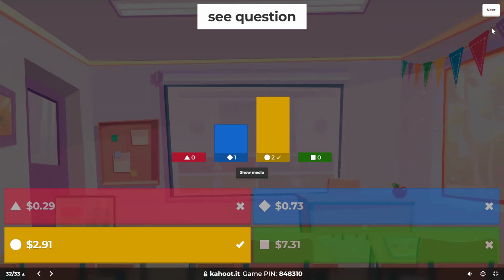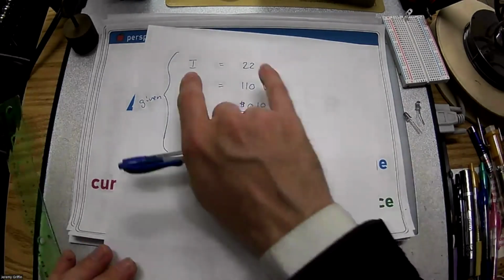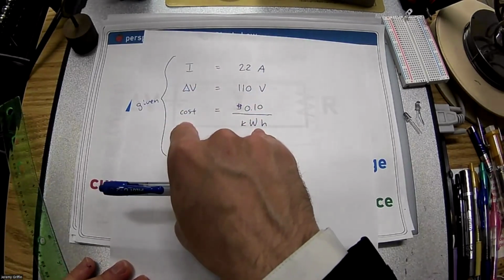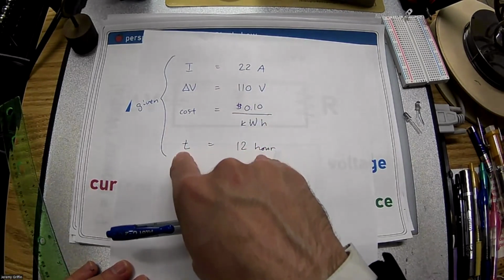Ooh, all right. Hope you guys got that. All right, so switch over here, solve this out. Okay. So here's exactly what they gave you. They told you the current in amps. They told you the potential difference in volts. They told you the cost of electricity, dollars per kilowatt hour. And they told you the time we're running this for, which is 12 hours.